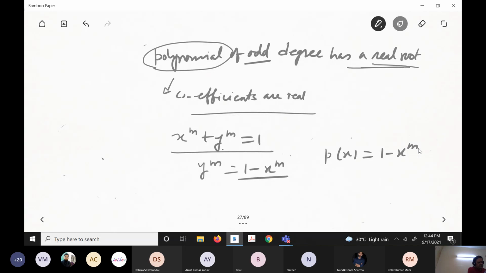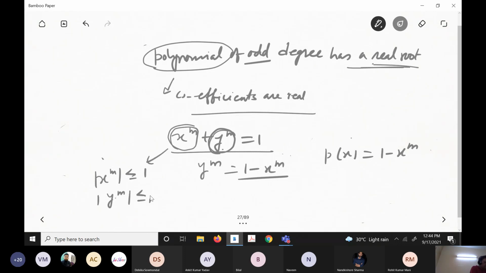Got it? Now if m is even, you can argue that x and y are real, so that this is a positive number and this is a positive number. Understood? So both will have to be, if m is even, then both will have to be less than or equal to.